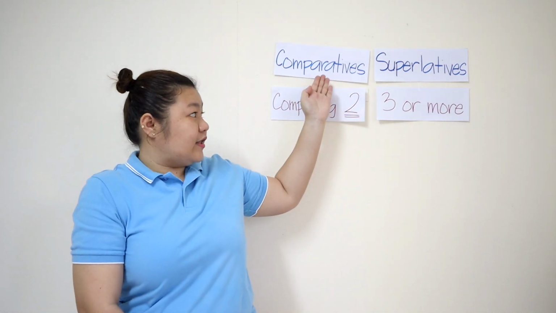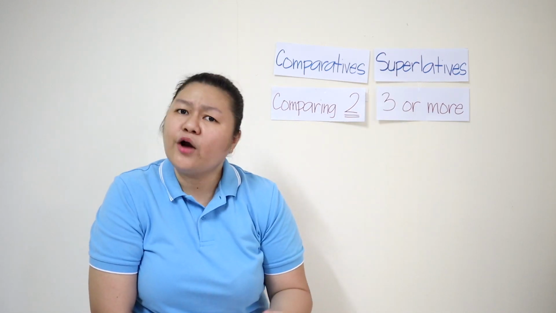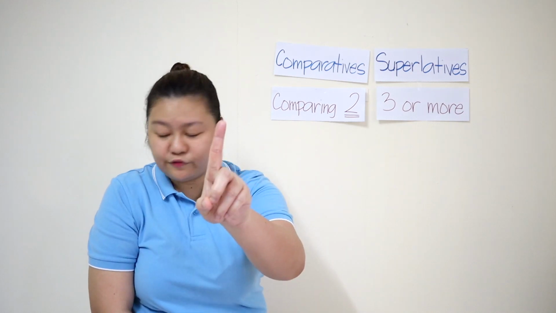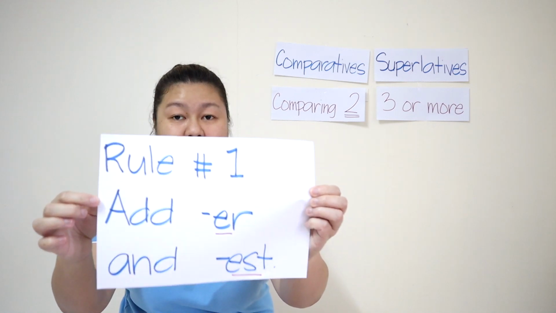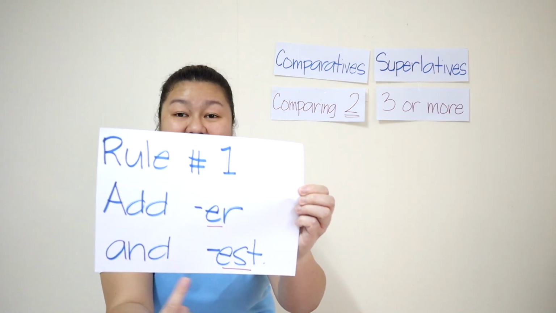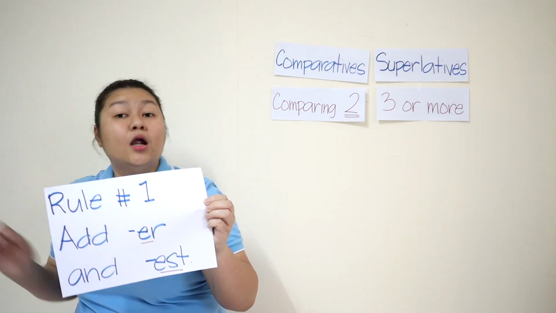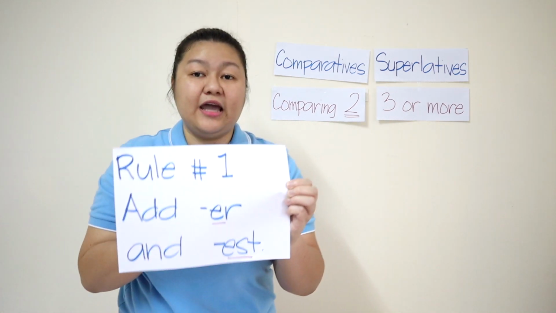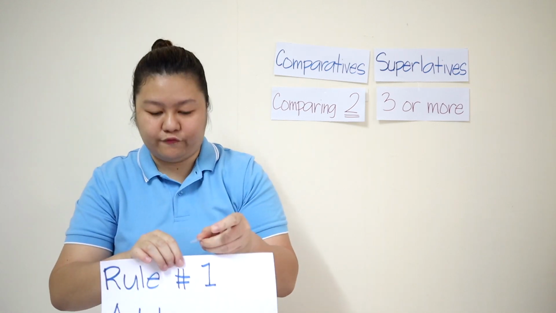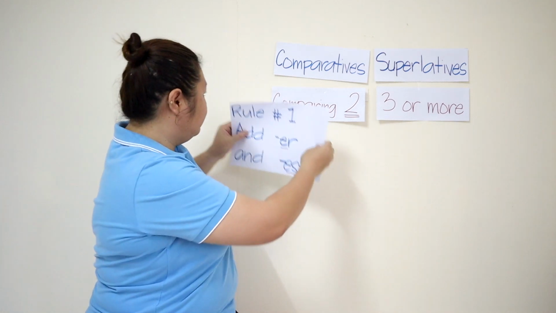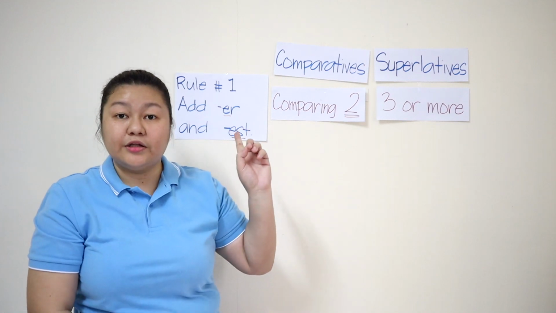Now, in doing the comparative and the superlative forms of our adjective, there are rules that we need to follow. First rule. Rule number 1. Add ER and EST. ER is for comparative and EST for superlative form. That is our rule number 1.